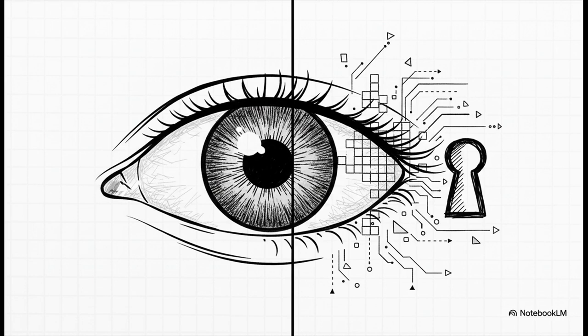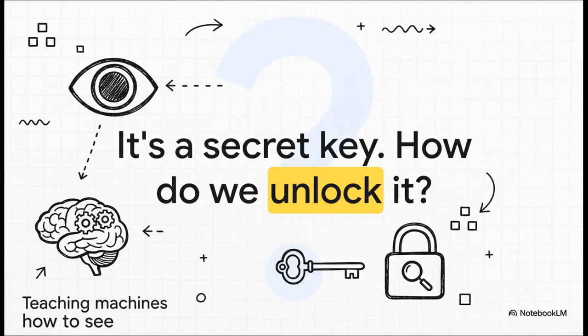Take a close look here. What do you see? Well, we see a human eye, right? But for a computer, this is something else entirely. It's a whole landscape of data, a totally unique pattern that's hiding a secret. And that's the big question for us today. How do we take a simple image like this and turn it into a key, or a medical diagnosis, or some other critical piece of information? Well, it all comes down to teaching machines how to see.